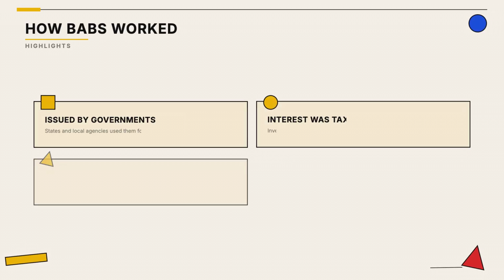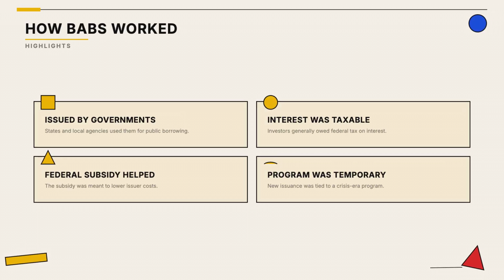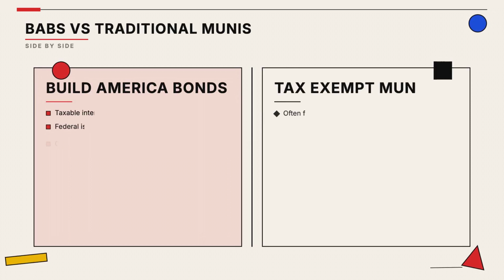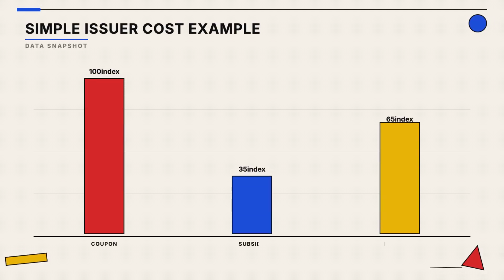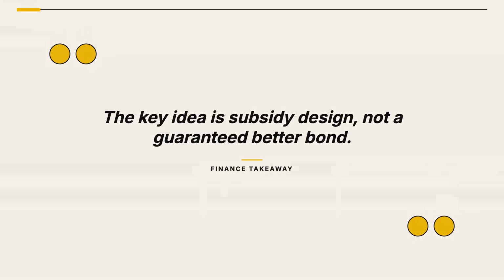They looked like municipal bonds, but the tax treatment and subsidy structure made them different from traditional tax-exempt munis. Traditional municipal bonds often focus on investor tax benefits, while BABs focused on an issuer subsidy. In a simplified example, a subsidy can lower the issuer's net interest cost compared with the full coupon. For beginners, the important distinction is who receives the tax benefit and how that changes bond pricing.